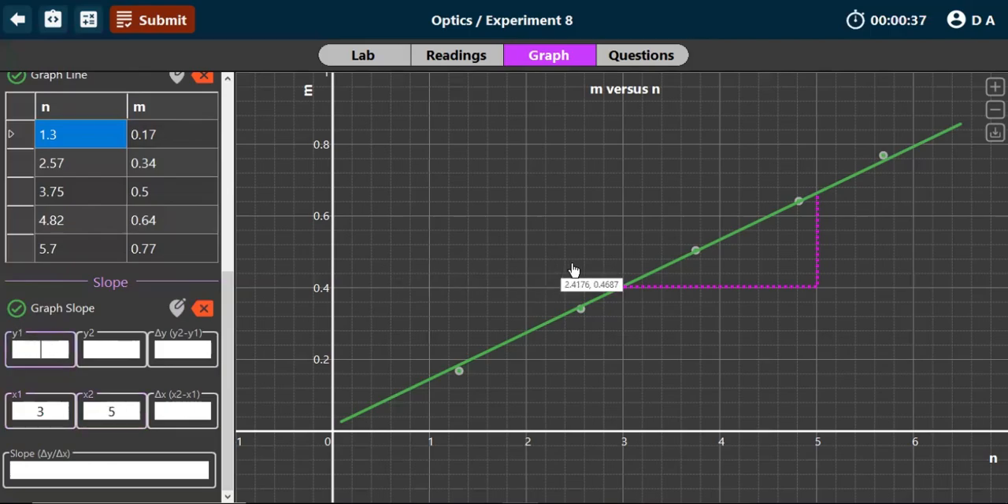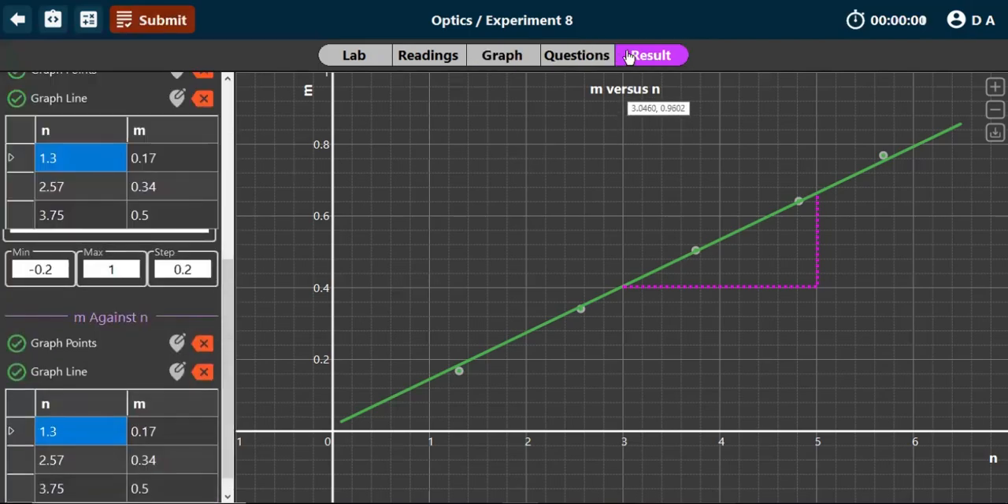Then what about the y1? The y1 is this, which is 0.4, and the y2 is this, which is roughly 0.66. So the difference is 0.26, and the difference here is 2. Then what about the slope? The slope of this graph is 0.13. So that's the slope of this graph.